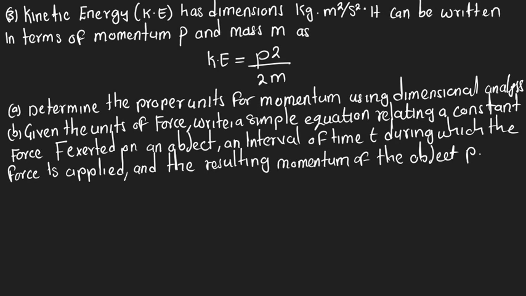Okay, we have an interesting question. They're saying the kinetic energy KE has dimensions kg m to the power 2 s to the power negative 2, and it can be written in terms of momentum p and mass m, like that. They're saying determine the proper units for momentum. That's the first question.